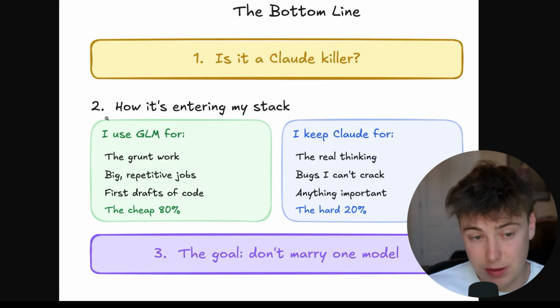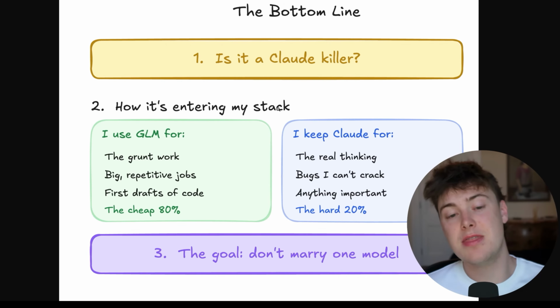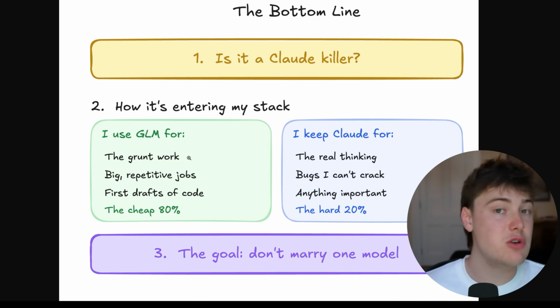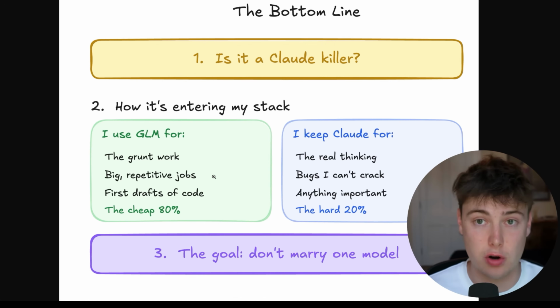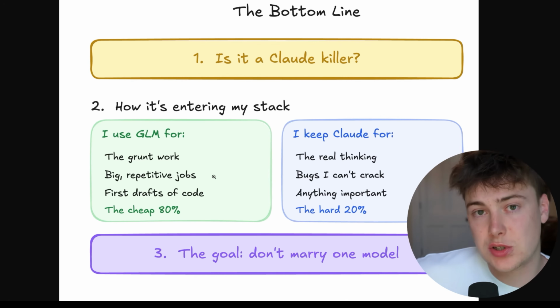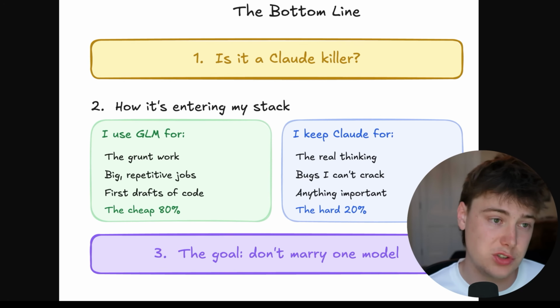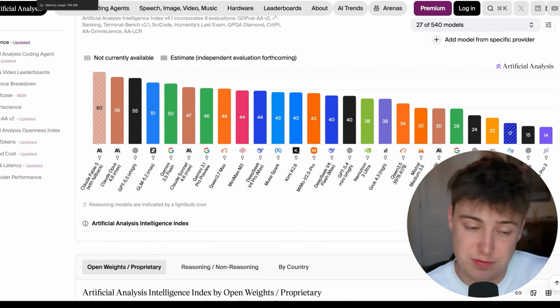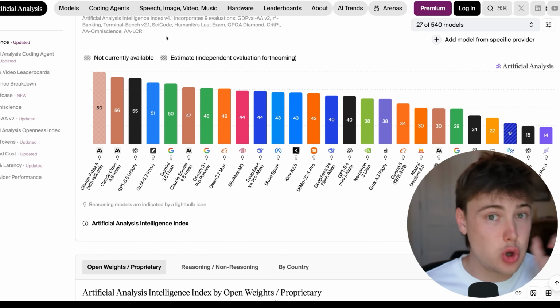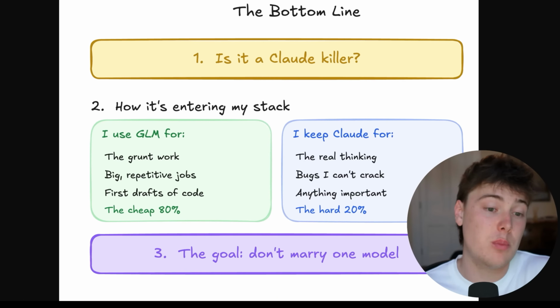So I recommend, number 2, how it's entering my stack, that you use it for the grunt work, the big repetitive jobs, the first drafts of code. Remember, in some of my recent videos, I talked about the 10-80-10 rule, doing the first 10% with a really smart model. So the smartest model right now is Opus. If it's Fable, then it's Fable. You want to do your planning with the 10%. Then you want to do the grunt work with the cheaper model.